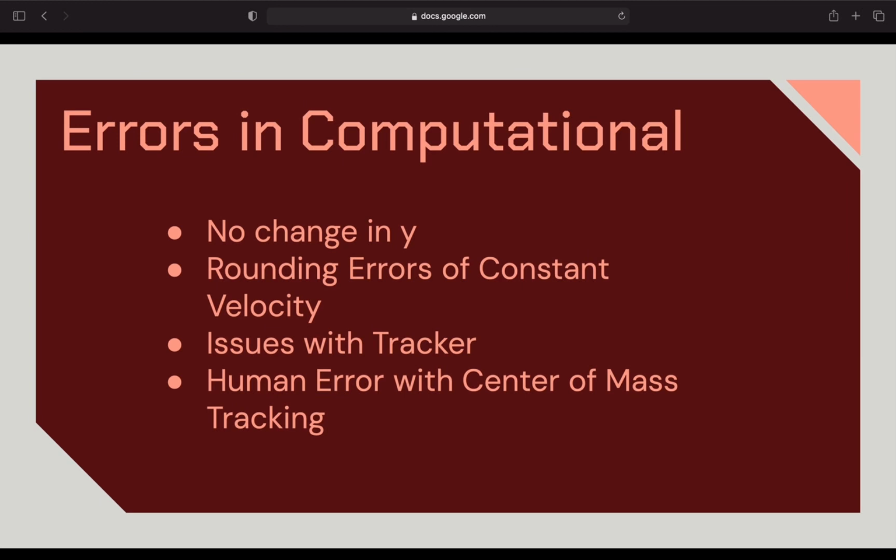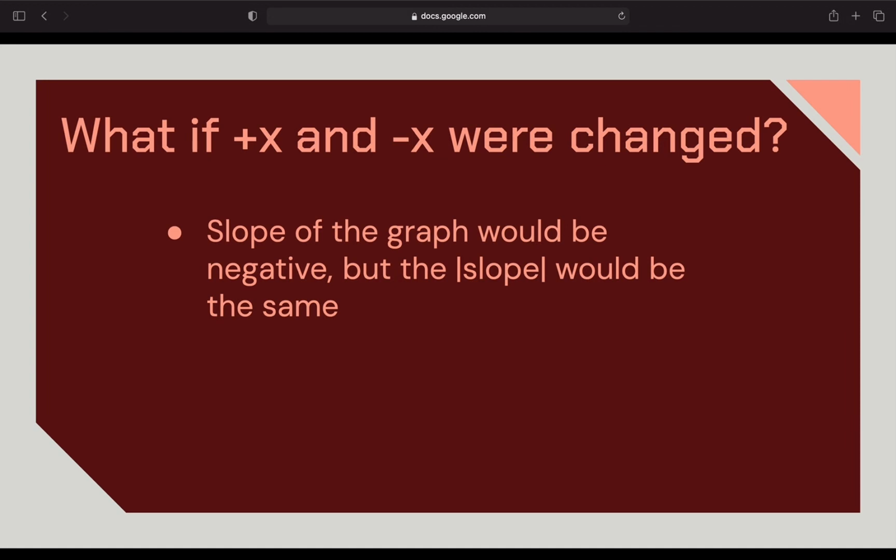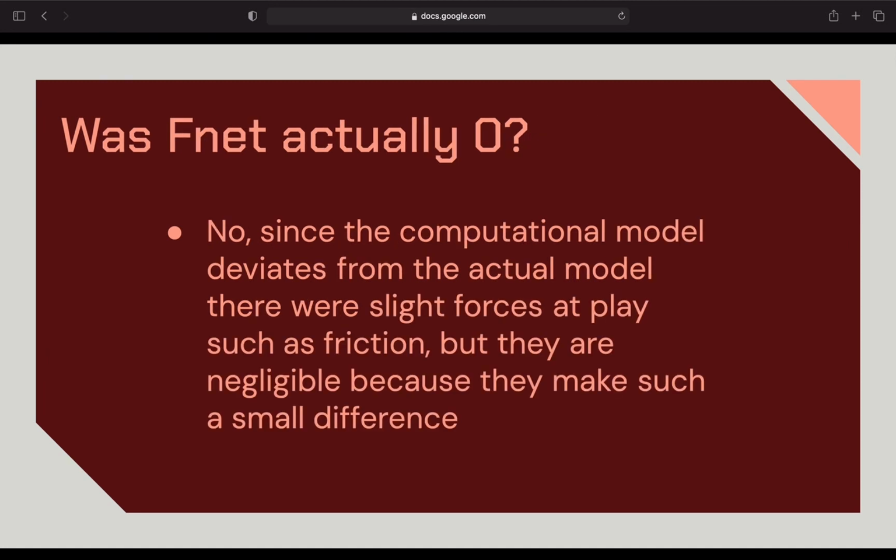So what if the plus x and negative x coordinates were changed? The slope of the graph would be negative, but the absolute slope would still be the same, showing that the results would not be completely changed. So was F net actually 0? No, because the computational model deviates from the actual model. There were some slight forces at play, such as friction, but they are negligible because they make such a small difference between the code and the actual experimental graph.